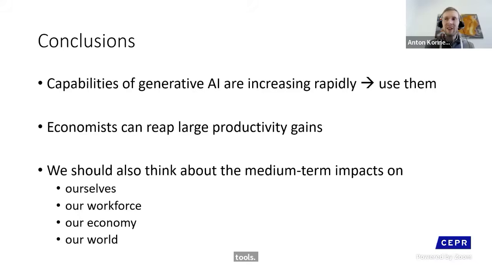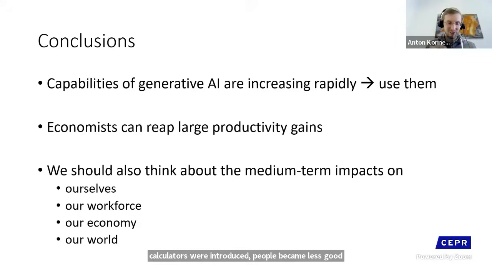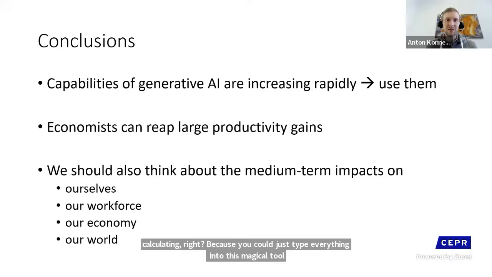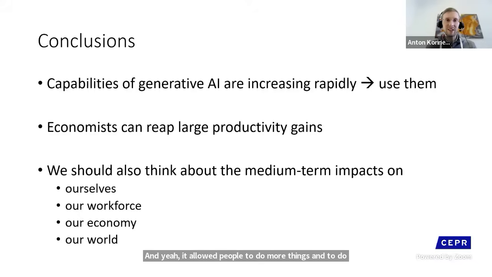Probably there will be some. So I think a useful model is the calculator. When calculators were introduced, people became less good at calculating, right? Because you could just type everything into this magical tool. And yeah, it allowed people to do more things and to do better things in other domains. But our ability to calculate in our heads or even to calculate on paper has deteriorated. And I imagine that over time we will see similar effects from generative AI tools.